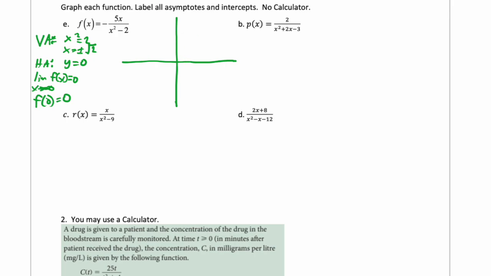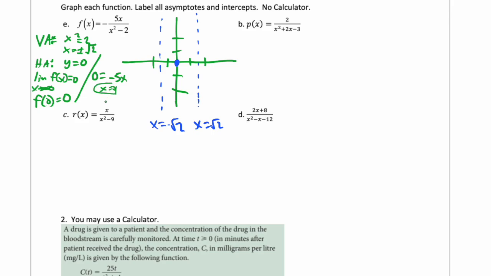Alright, so the asymptotes, let's draw some lines here at 1 and 2, and maybe a couple of these. The vertical asymptotes are root 2, that's about 1.4. So you've got x equals root 2, x equals negative root 2, and we know it goes through the origin, and there's no other y-intercept. I guess we could have shown that if we set it equal to 0, we get basically 0 equals negative 5x, so x equals 0 is the only x-intercept. Okay, so we know that there's going to be a horizontal asymptote at y equals 0.